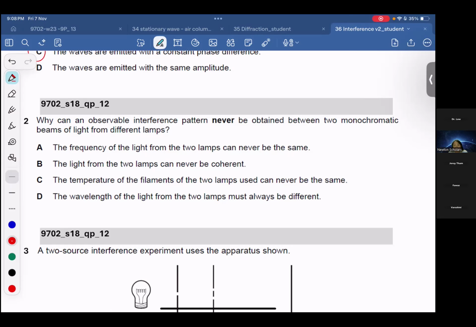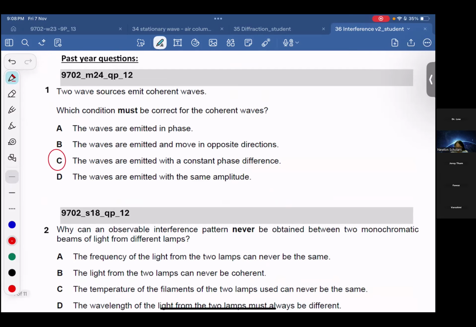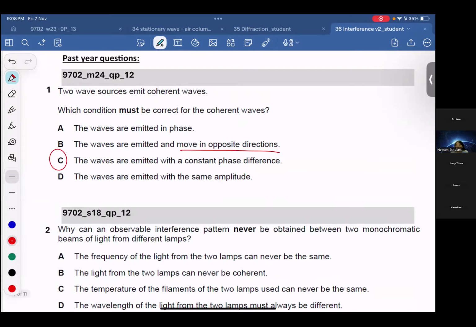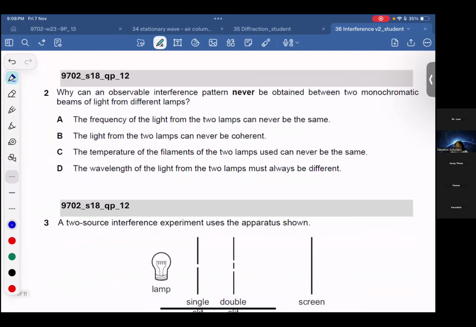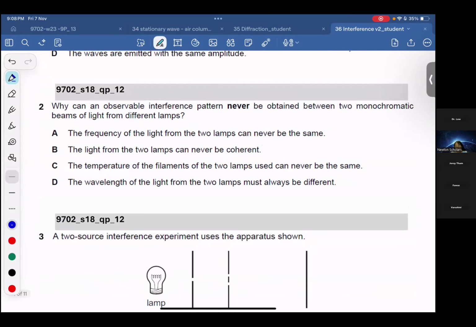But just now, for the first question, do you know what your mistake was? They do not need to travel in opposite directions. Two sources, they are in the same direction. Interference. Okay, number 2. What is your answer? Tell me.